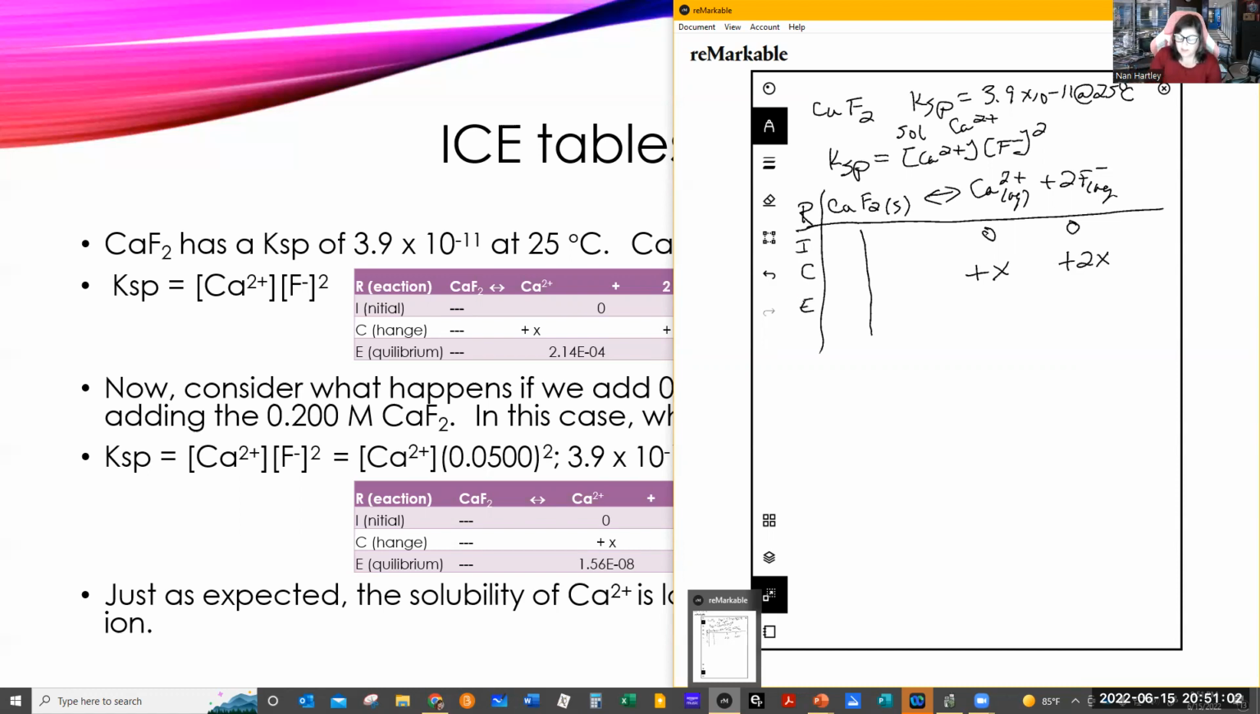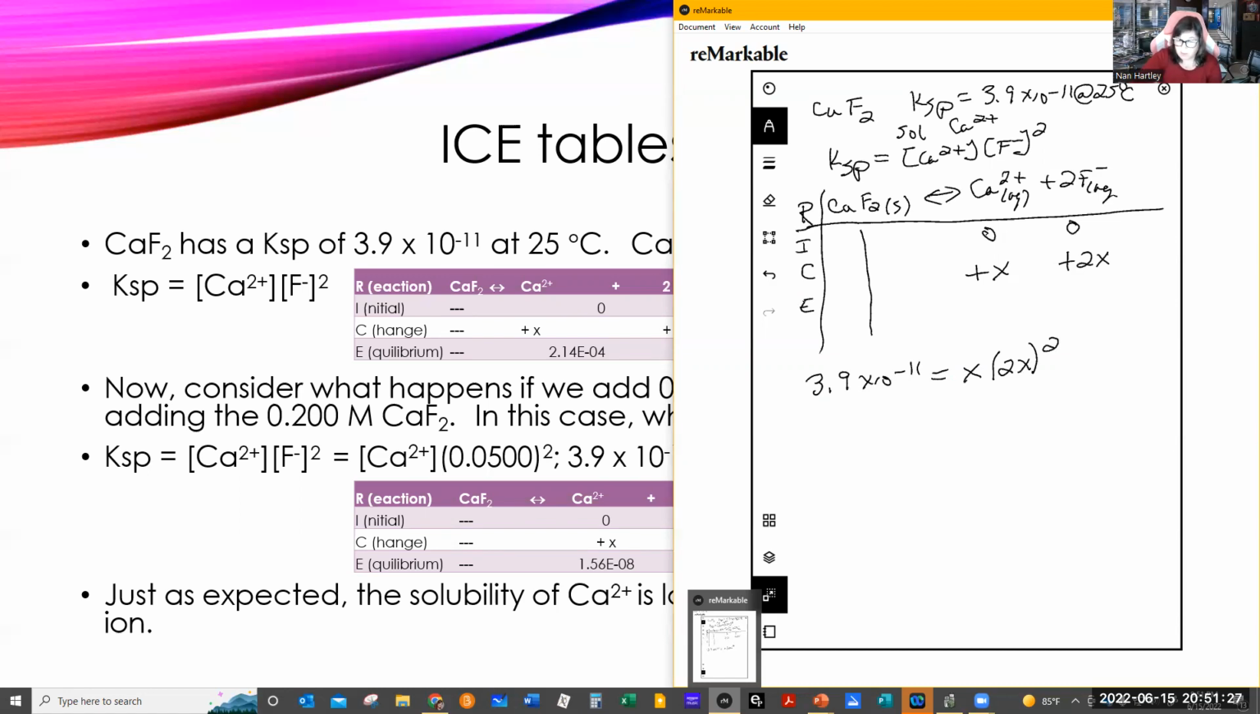Well, I know that to get my equilibrium values, I have to set my Ksp value, 3.9 times 10 to the minus 11th, equal to that Ca2+, which is x, times the F- squared. So I have a 2x for the F-, and that has to be squared. So that's the expression that I need to look at.